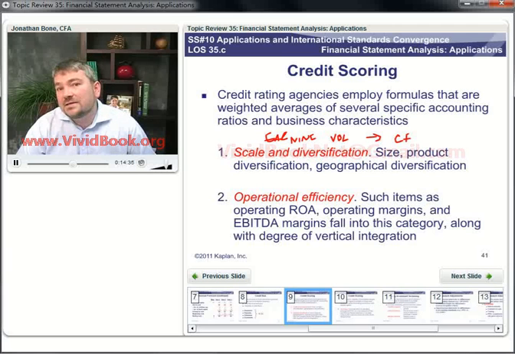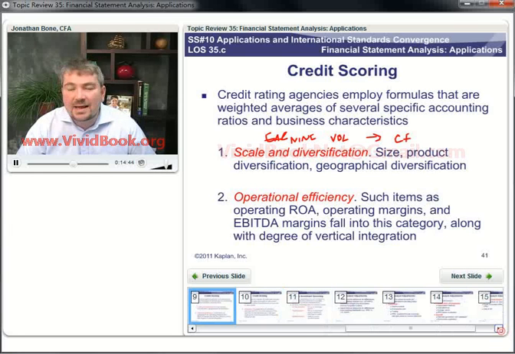And they look at geographical diversification. If we're supplying more than one market, we're less dependent on the performance of one particular market, and as a result our earnings and cash flows are more stable.